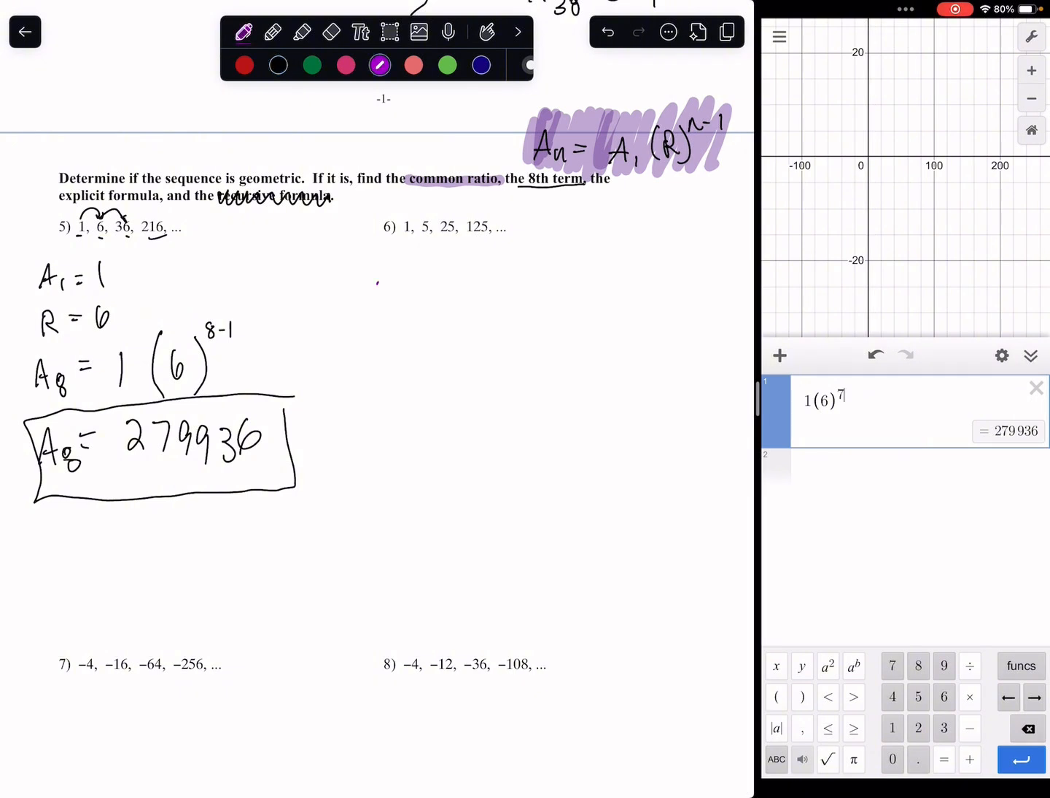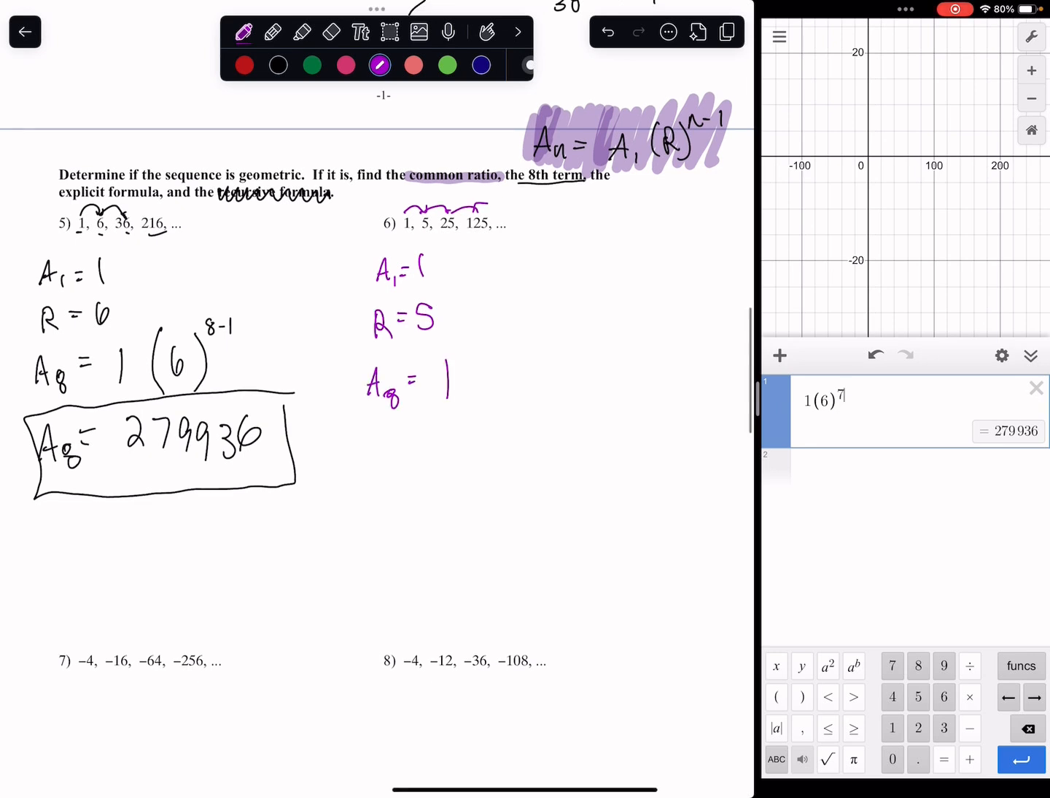A of 1 equals 1. How do I get from here to there, to there, to there? I'm multiplying, which means that's an R, times 5. And I'm trying to find the 8th number. So that's going to be A of 1, and then my R is 5, and we're trying to get to the 8th one, minus 1.